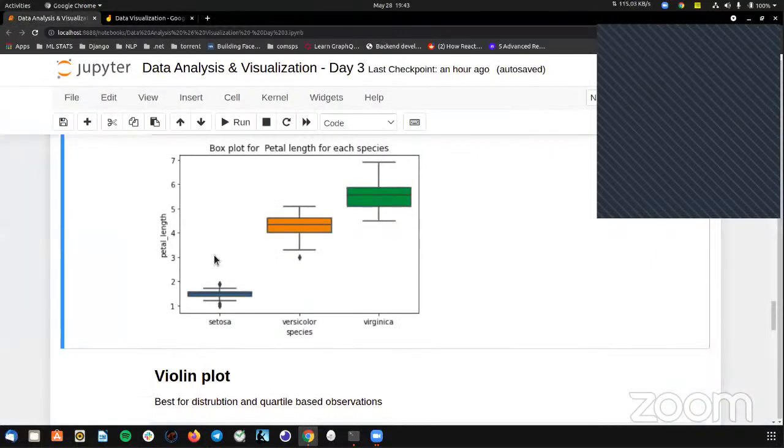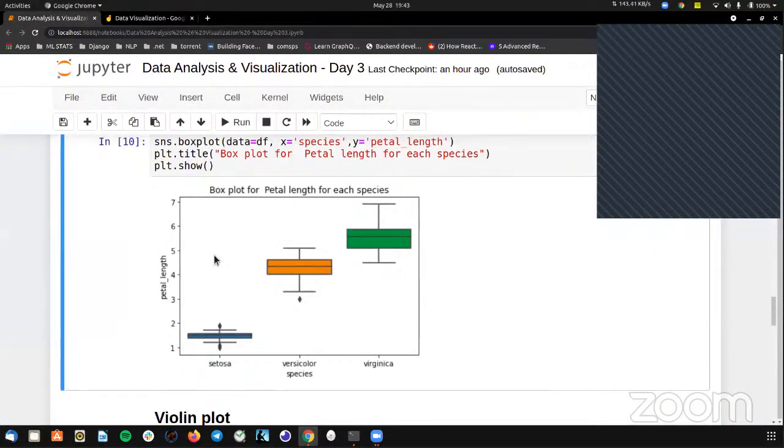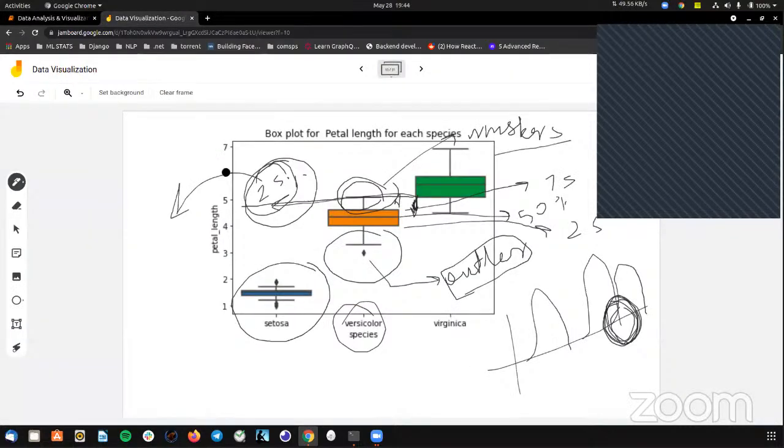So that's how we actually read our box plots. Quite easy, right? So this is actually our maximum value. This is actually the minimum value. And don't confuse, sir. This can be done for categorical data only.